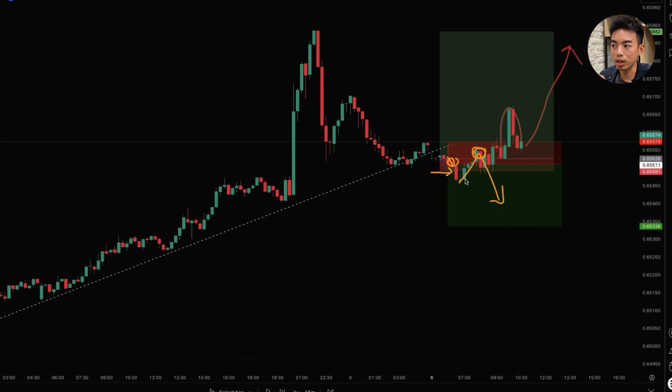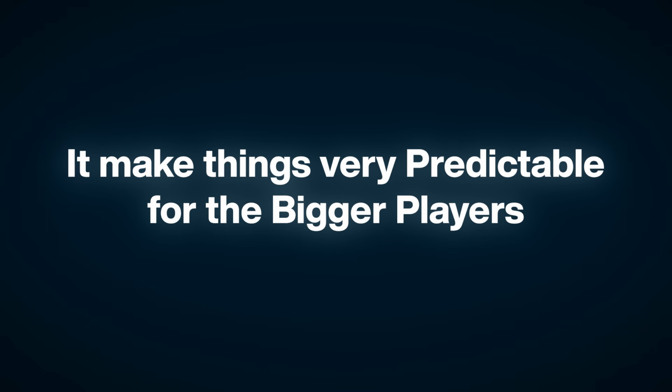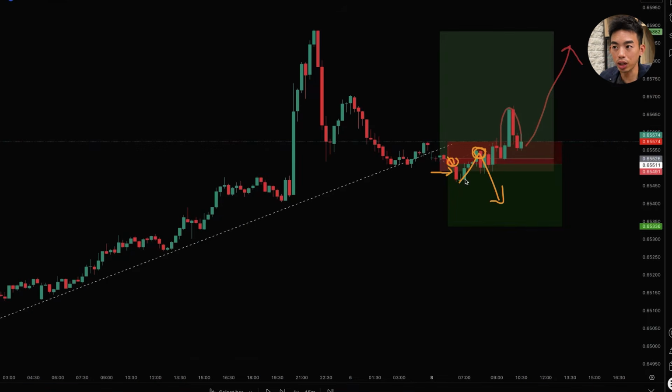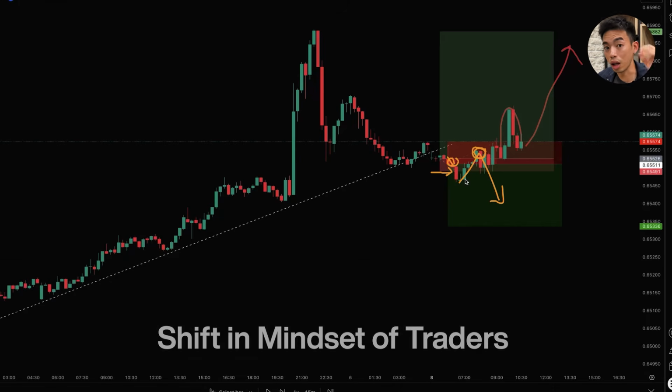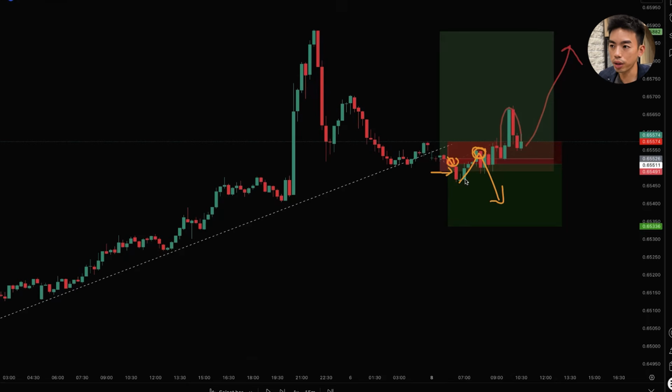So you can see when there's a clear trend line like that, it makes things very predictable for the bigger players. As soon as the trend line breaks, caused by the institutional traders, caused by the bigger players in the market, it's going to cause a shift in the mindset of a lot of traders. But the problem here is all of this is artificial.